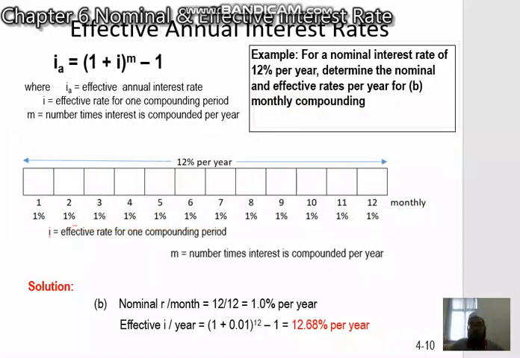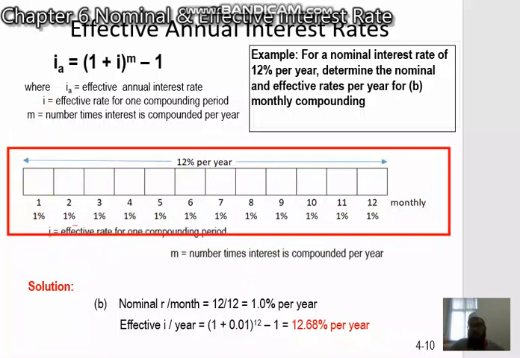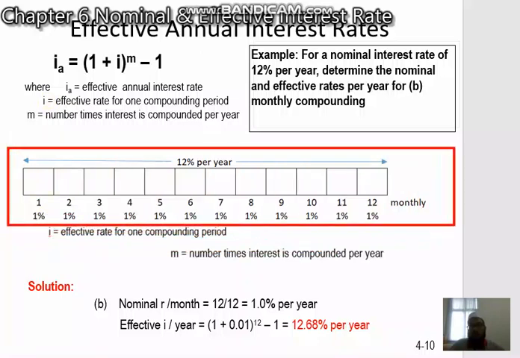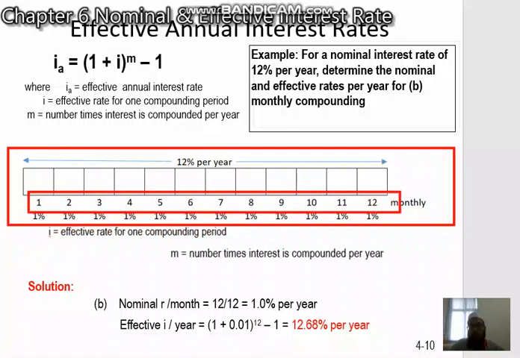So what is the i, the effective rate for one compounding period? This is one compounding period, monthly compounding, so the value is 1%. So the i here is 0.01. And for M, how many compoundings in a year? We can see here it is 12 times. So M is equivalent to 12.